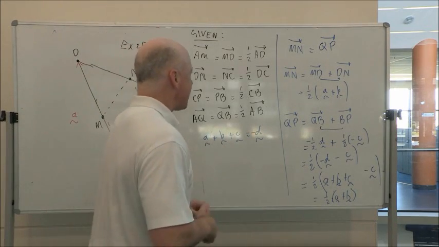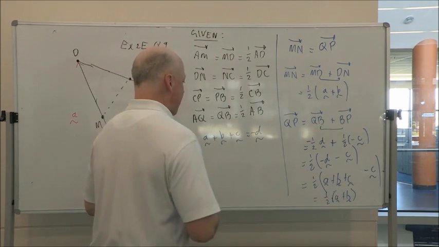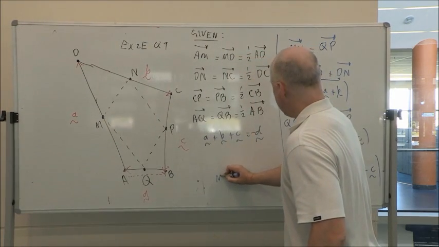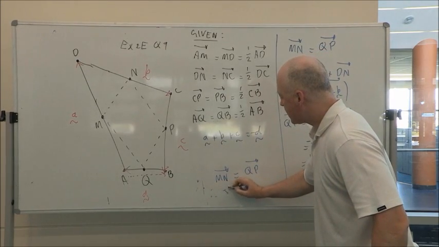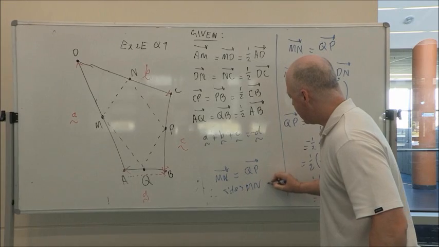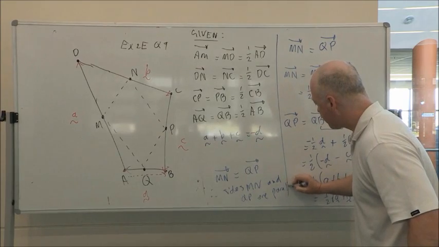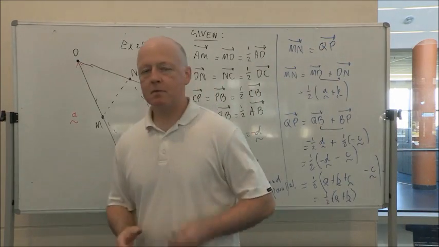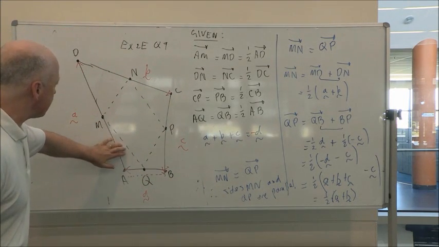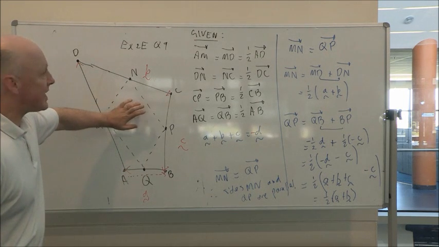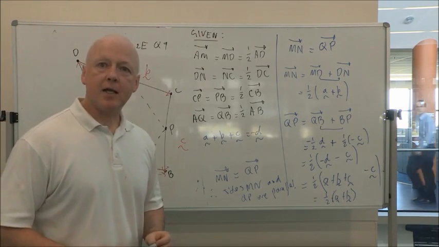Give him the experience. Okay, so we see that our vector MN is half of A plus B. Our vector QP is half of A plus B. So therefore, the vector MN is indeed the same as the vector QP. Therefore, sides MN and QP are parallel. Now, in a similar way, minus the mistakes, you'll show that the side MQ is parallel to the side NP, and that would complete the proof that you've got a parallelogram there, and that would actually complete the lesson.